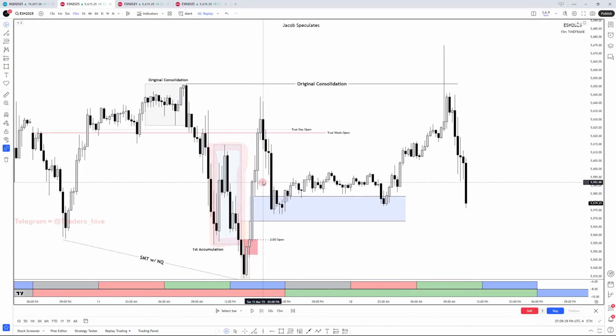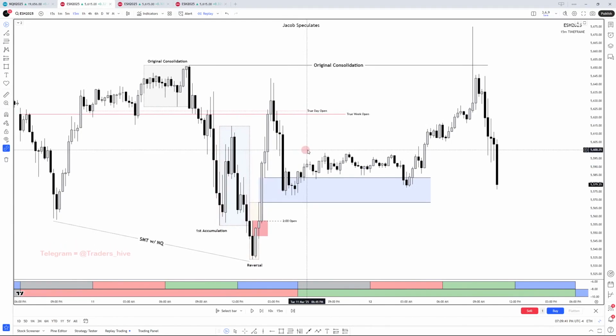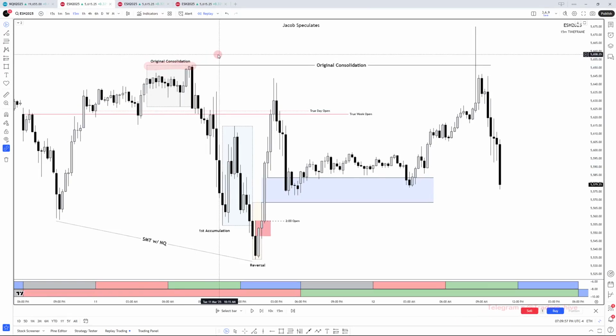Once you see this right here, it's over. If you have a SMT and a TPD, and within that TPD you have a reversion level, and then before the reversion level you have a first phase accumulation and an original consolidation, if you mark out that original consolidation and target that, it becomes difficult to lose.